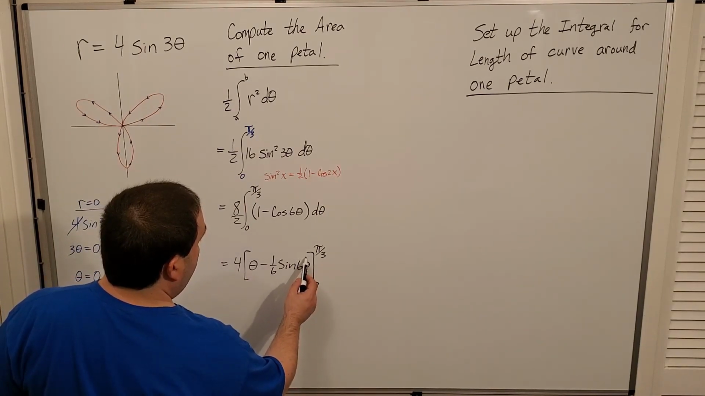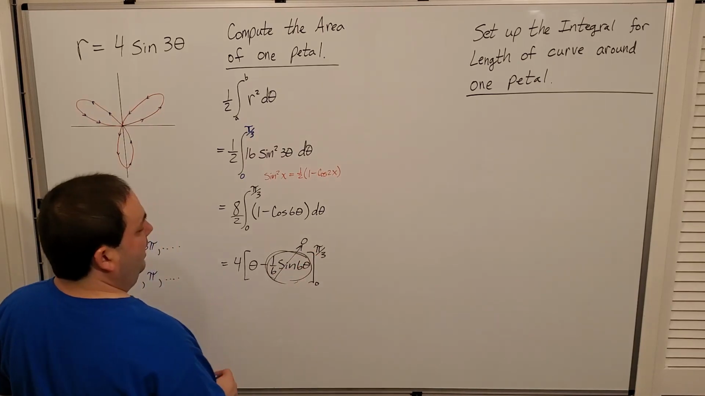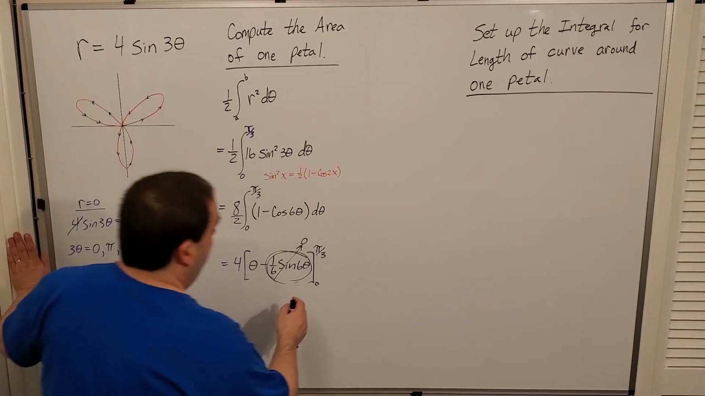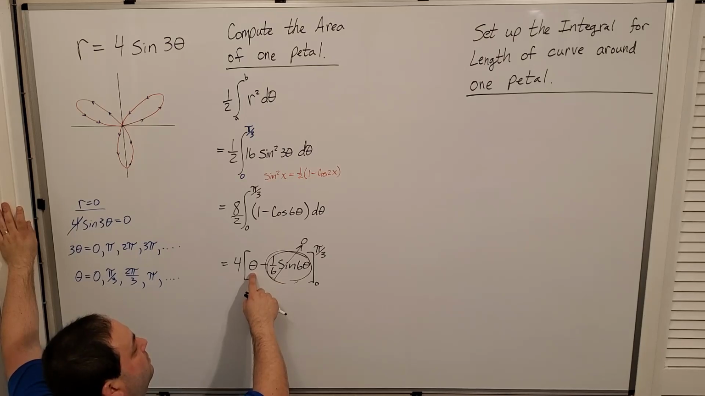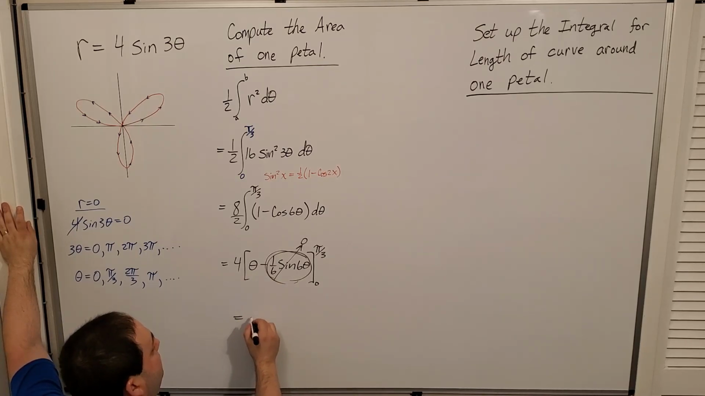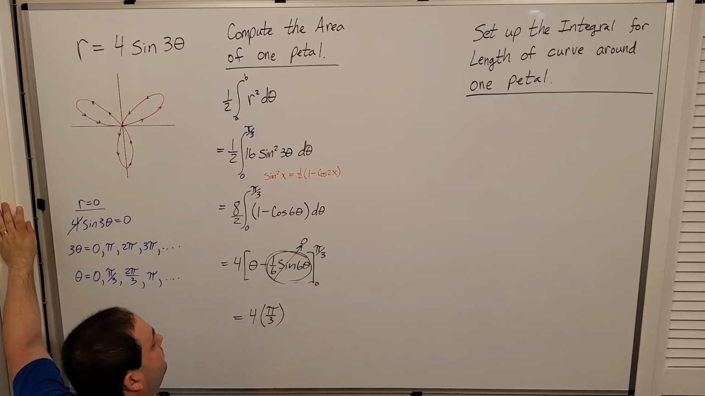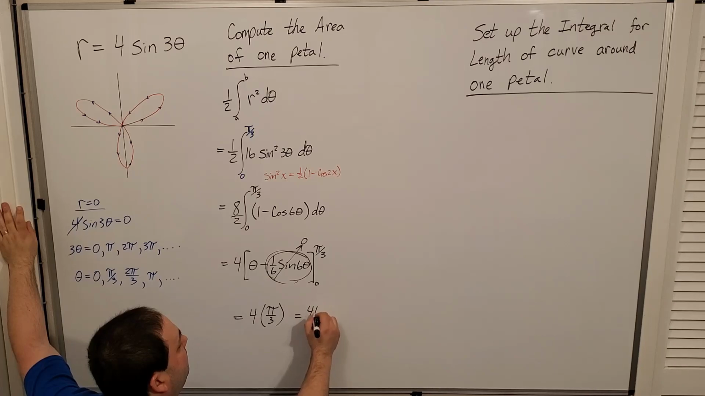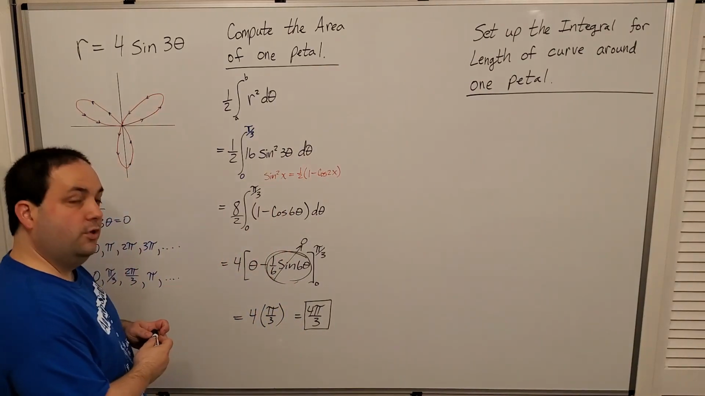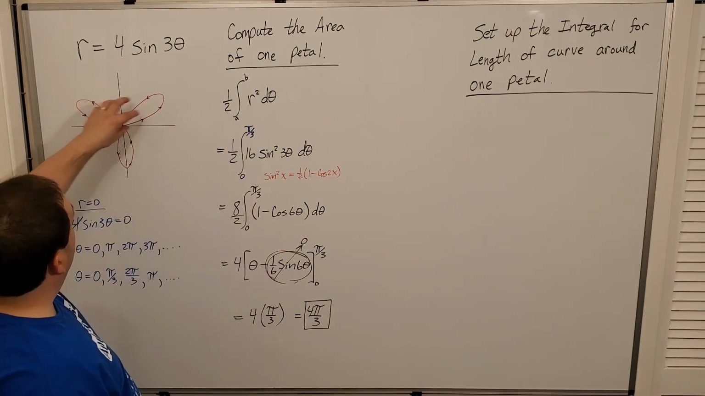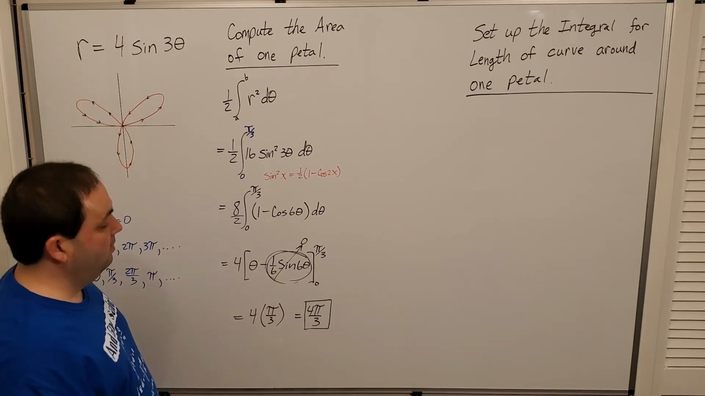This whole chunk right here is going to zero out in all cases. So all I have left is putting the pi over 3 in here, because notice if I put 0 in, I get 0. So this is just 4 times pi over 3, or 4 pi over 3, is going to be the area of one petal. Naturally, since there are 3 petals, you could then insinuate the area inside of the entire shape would then be 4 pi.